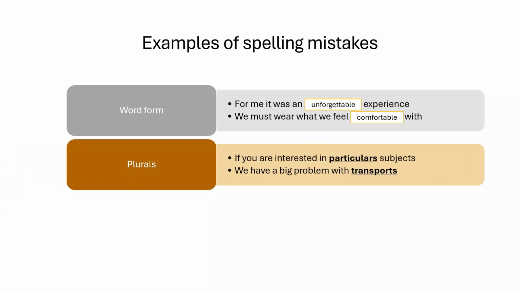Another spelling mistake to look for is using plurals. And we have two examples here. In this example here, the adjective is plural, and adjectives are not plural in English, so this is a mistake. In our second example, we have the word transports, and we don't normally use the plural form of transports like this. So when we fix these two, particular does not have an S, and the same with transport.